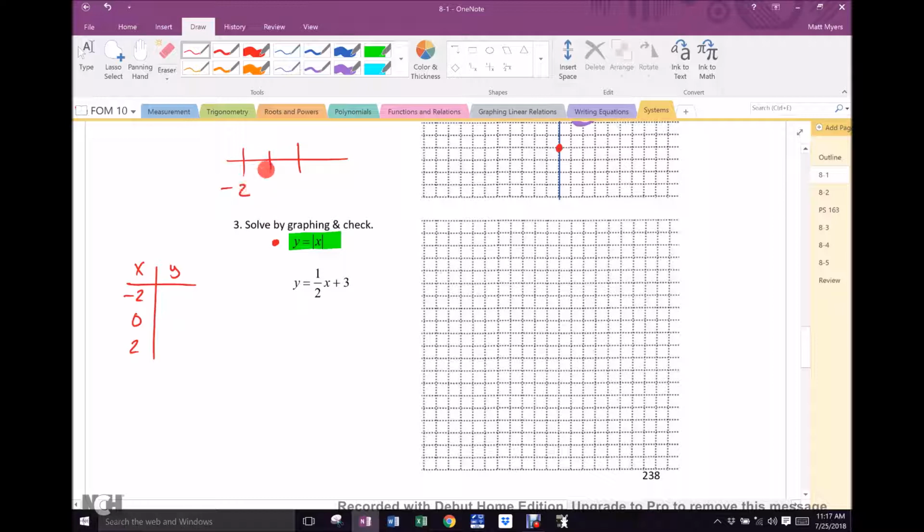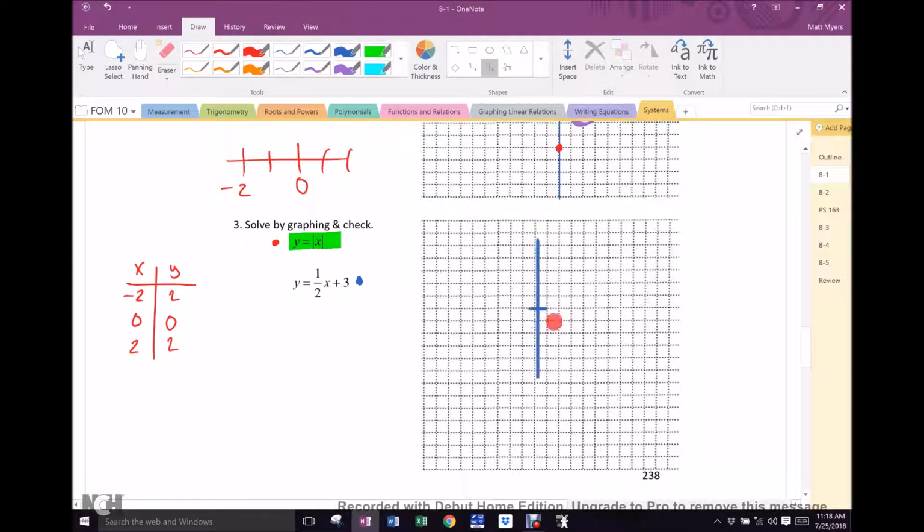If x is negative 2, how far is it from 0? 2. So y is 2. Agreed? When x is 0, how far is that from 0? 0. When x is positive 2, how far is that from 0? So we're back to 2, correct? Okay. Then the blue one, of course, is already nicely set up for us, right?